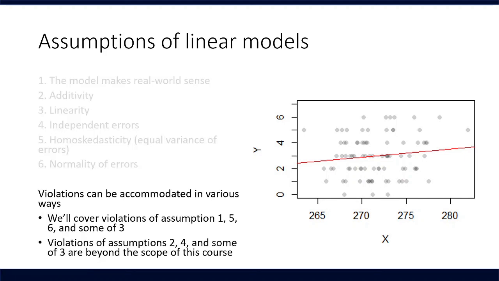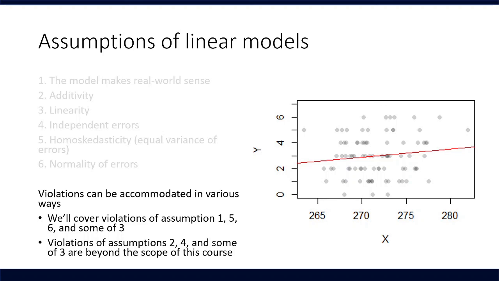Now, if you've been thinking about these 6 assumptions, hopefully you realize that a lot of data out there in the real world violates at least one, if not more, of these assumptions of a linear model. In this course, we're going to learn a little bit how to deal with some of these violations. There are different ways that you can accommodate violations of these assumptions, and here we're going to cover violations of assumptions 1, 5, and 6: whether the model makes sense, whether the residuals are homoscedastic or not, and whether the residuals are normally distributed.